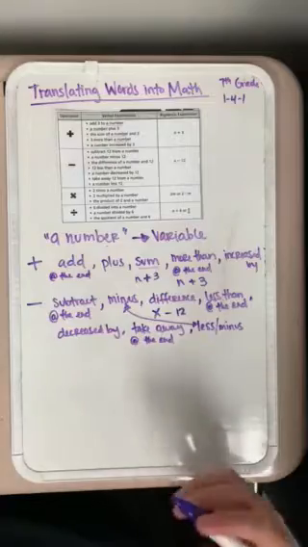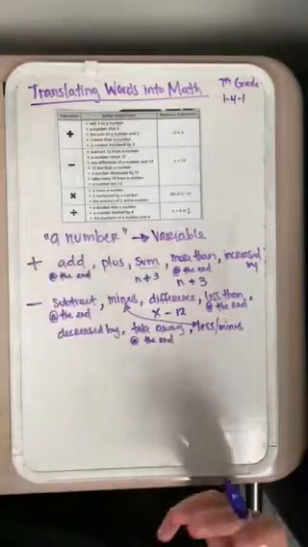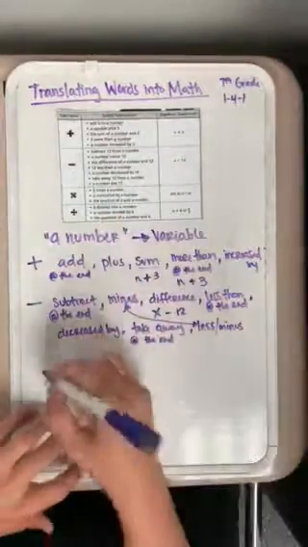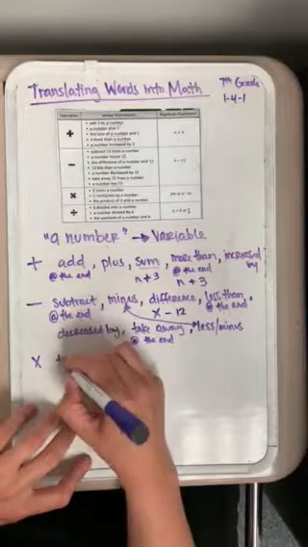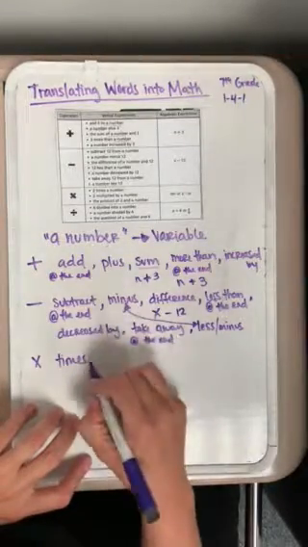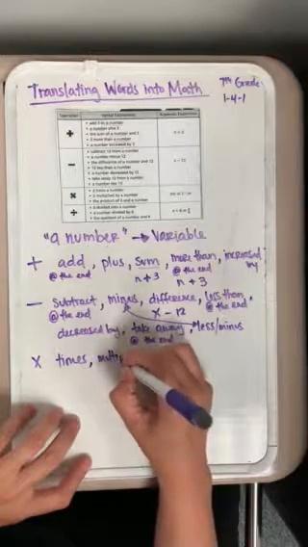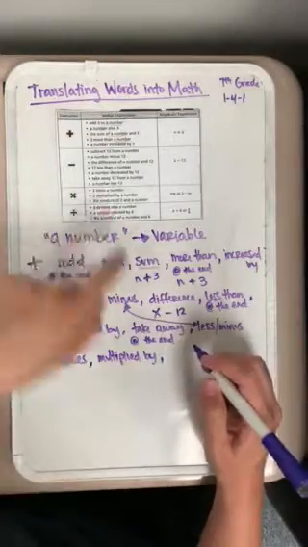Multiplication is like addition in the fact that it doesn't matter which way is which. What's nice is whenever you have a variable, it's typically going to be found behind your number. So multiplication, we have the word times. We have the word multiplied by, and we have the word product.